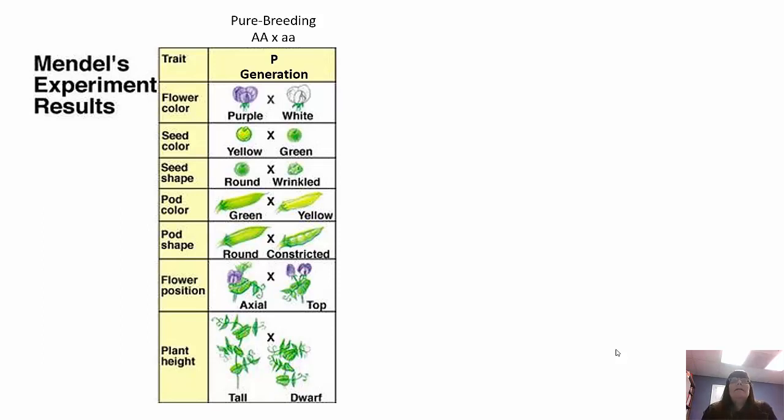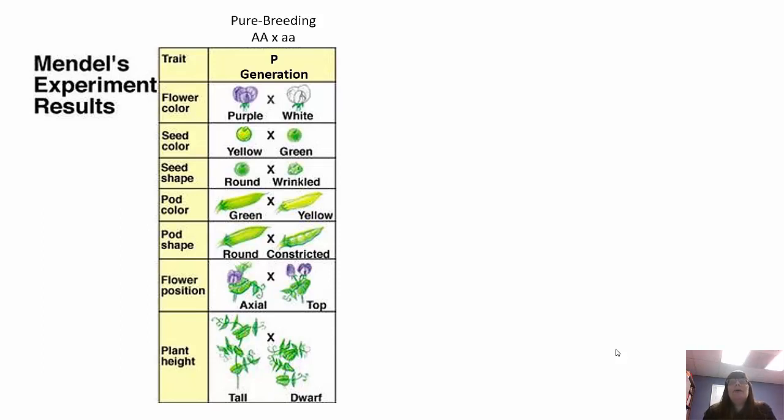So Mendel looked at flower color, seed shape, pod shape, flower position, and plant height. Flower color dominant, purple. Seed color is yellow. Seed shape is round. Pod color is green. Pod shape is round. Flower position is axial. Plant height is tall. The other side are the recessives.